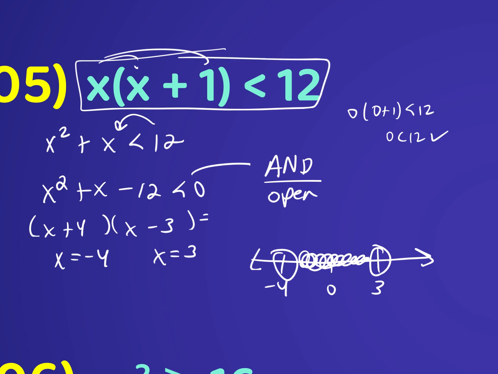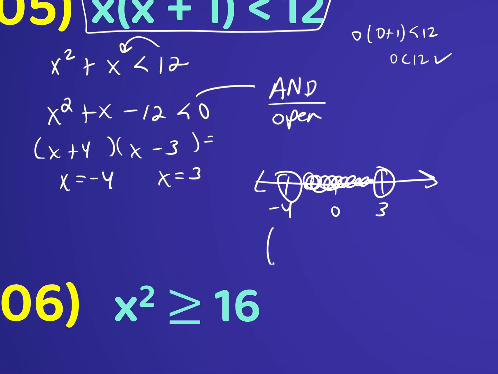So how would I write my interval notation? Negative 4, 3. What goes on the ends of both of them? Parentheses. It's a huge deal, guys, parentheses versus brackets. Super big. What is the big deal about it? Because one is included and one is not included. So that's a huge deal.